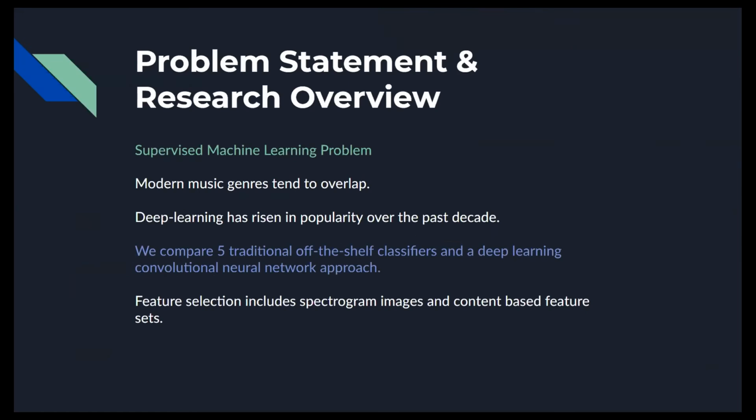For the problem statement and research overview, automatic music genre classification is a supervised machine learning problem. Classifying music by their genres has been an ongoing problem in the field of automatic music classification. This is due to their abstract and subjective nature, as overlapping genres for a given song are becoming more prevalent with the evolution of music. The use of deep learning models has risen in popularity, and as such, our research provided a comparative study on music genre classification using deep learning convolutional neural networks against 5 traditional off-the-shelf classifiers. Feature selection includes both spectrogram images and content-based features. I will further discuss these features later on in my presentation.